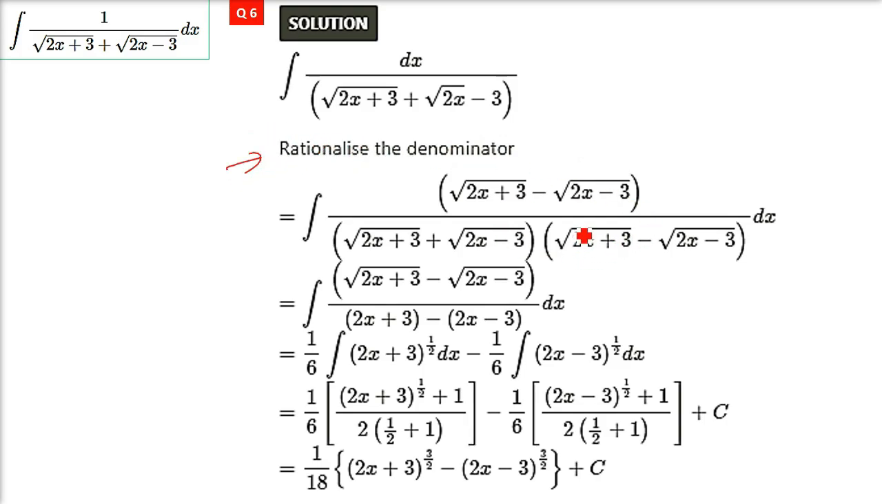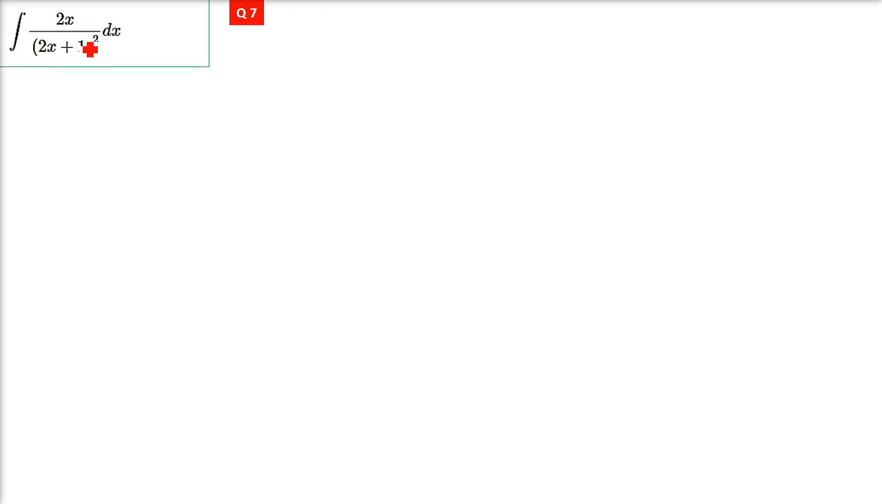The steps I told you, but these are the key things of rationalization that you need to understand. Whenever we integrate something which is not x, we have to differentiate it and keep that in the denominator, like 2x plus 3 divided by 2. Okay, we have done a question like this just now.